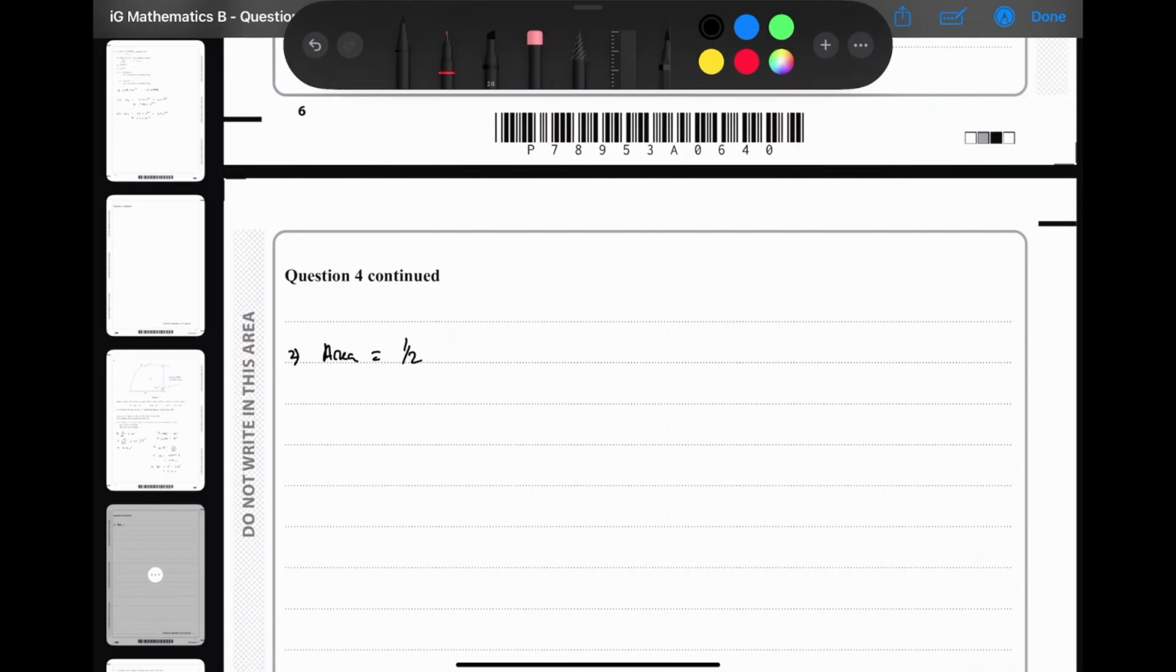So now we will calculate the area of the triangle. Then we will add both the areas to get the total area.